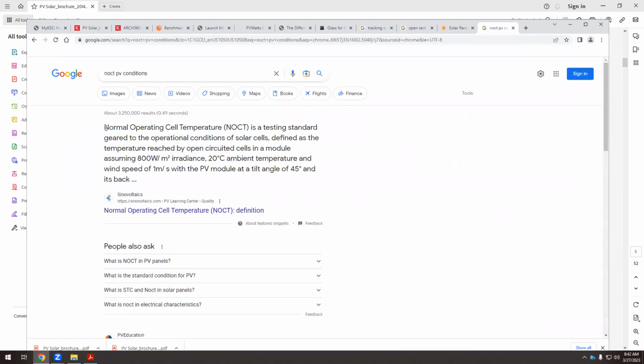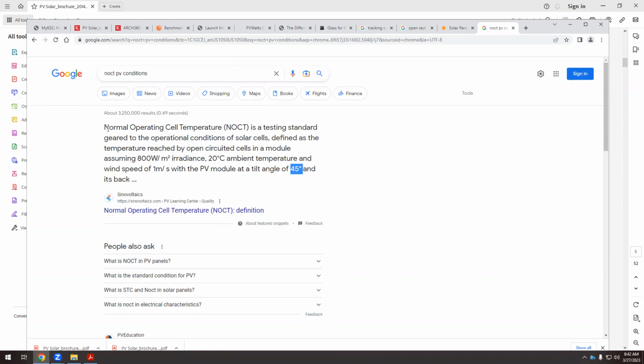NOCT stands for normal operating cell temperature. We assume that the temperature of the cell can change, especially if it's exposed to the sun, it can heat up. They reduce the irradiance. It's not 1,000 watts per square meter as in the standard test conditions. It's around 800. And then they change the temperature, the wind speed, and the tilt angle.